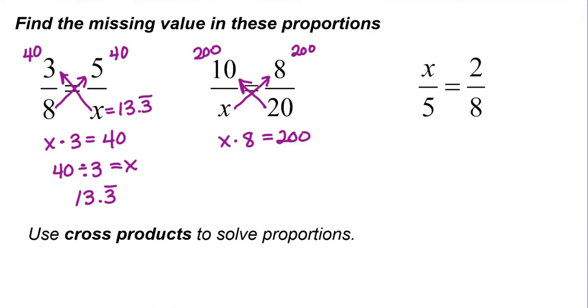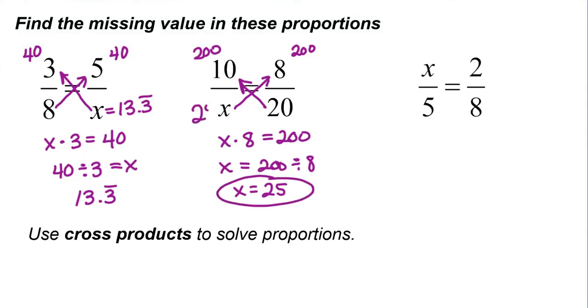To answer that question, I'm going to divide. I'm going to take 200 divided by 8, and 200 divided by 8 is 25. So there's my missing value in that proportion. 10 25ths is equal to 8 20ths.